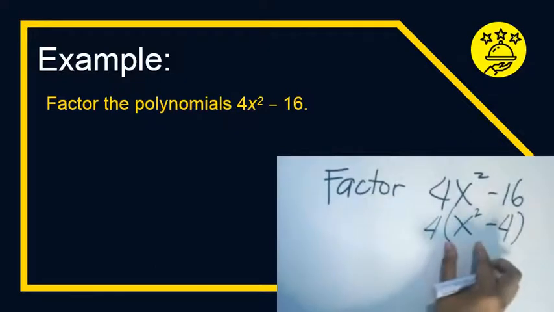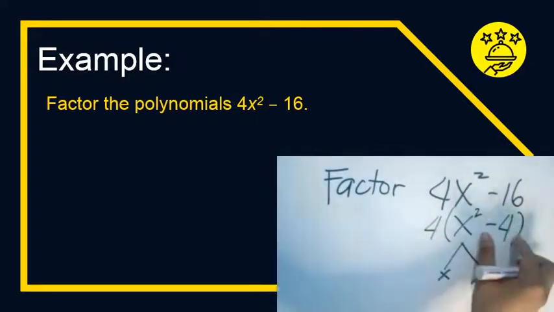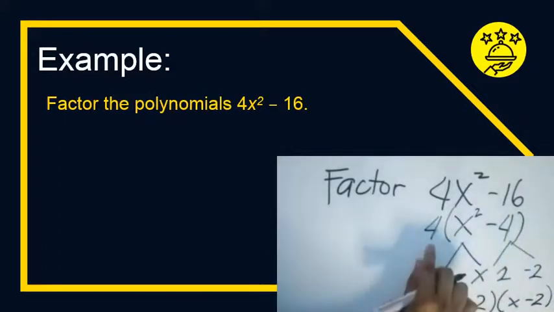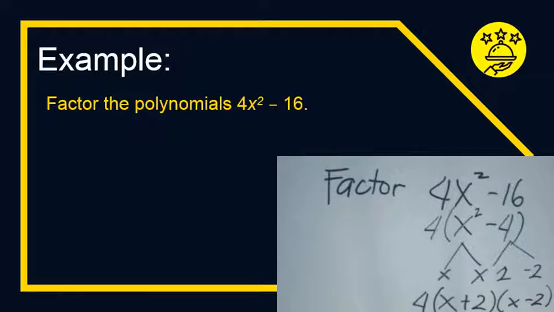So what is the square root of the first term x squared? So we have x. How about 4? 2 and negative 2. Then write the factor as a product of the sum and difference of the results in steps 2 and 3. So we have x plus 2 times x minus 2, then copy the common factor or the greatest common factor. Therefore, the final answer for 4x squared minus 16 is 4 times the quantity x plus 2 times the quantity x minus 2.